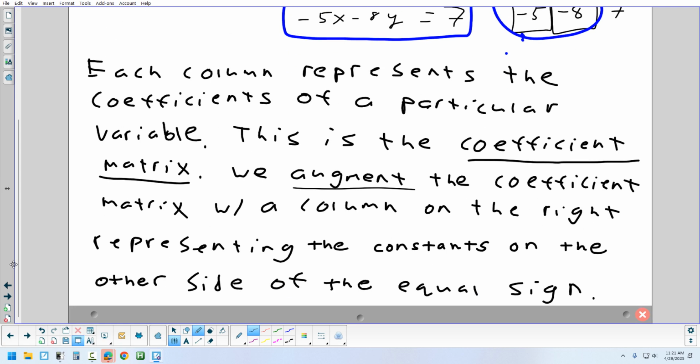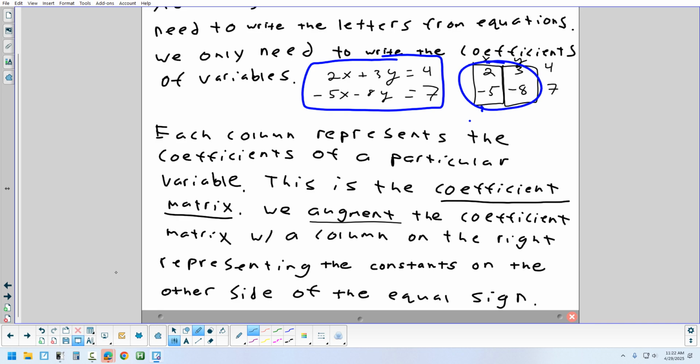When you create the matrix, it's very important that you are setting up your x's in one column, then your y's, then your z's. If I give you a problem where the letters are not lined up, you need to fix that first. They've got to be lined up. Okay, so any questions on how I turned those two equations into that matrix? Just turning it into a matrix doesn't solve the problem. It gives us a shorter way to represent the problem.